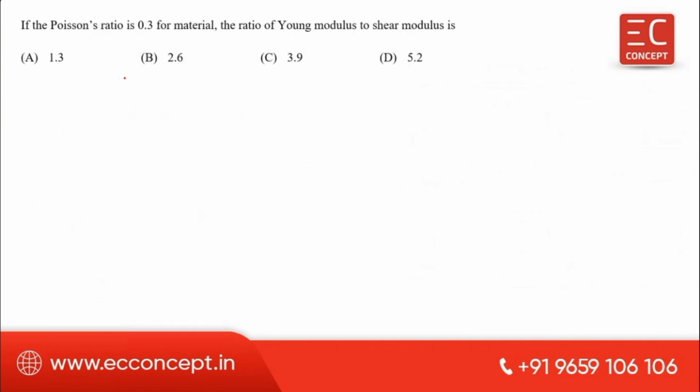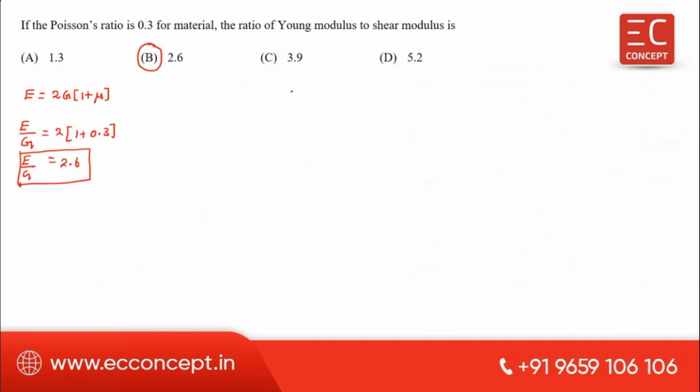Okay. Now, if the Poisson's ratio for the material is 0.3, then what is the ratio of Young's modulus to shear modulus? They are asking Young's modulus to shear modulus. We know the relation E is equal to 2G(1 plus mu). They are asking E divided by G, which is equal to 2 into (1 plus 0.3), which is 2 into 1.3, so 2.6. That is Young's modulus by shear modulus. So the answer for this question is B.